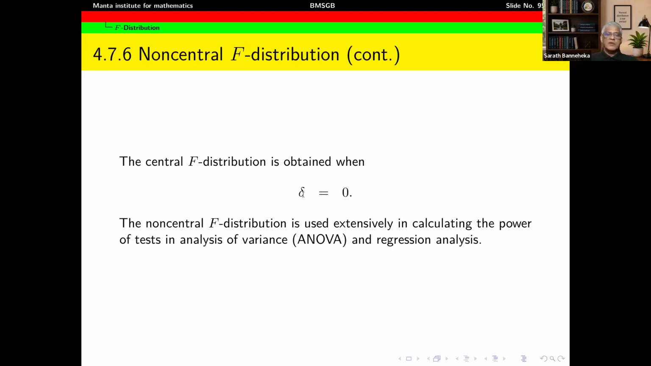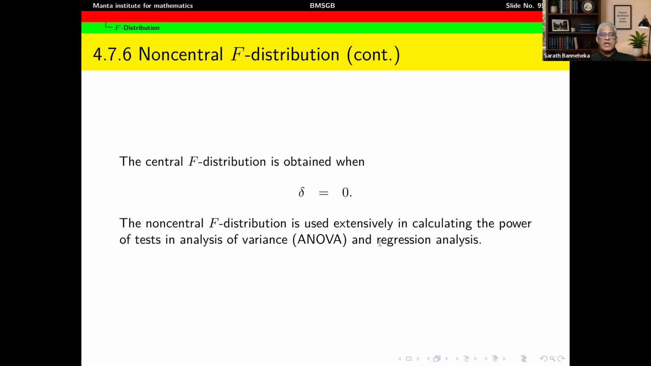So what happens when delta is not equal to 0? In this case, delta has to be a positive value, otherwise, generally it has to be non-negative. If delta is a positive value, then that non-central F distribution is usually used again in power calculations of statistical tests. I have mentioned that in the lessons for the chi-square and t also. So these non-central distributions are very useful in calculating the power of a test of hypothesis.